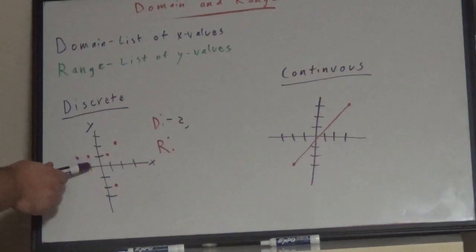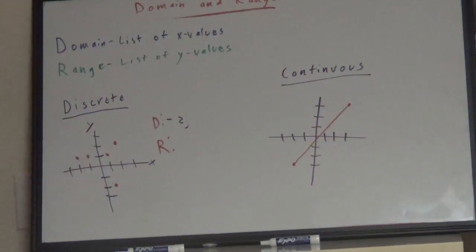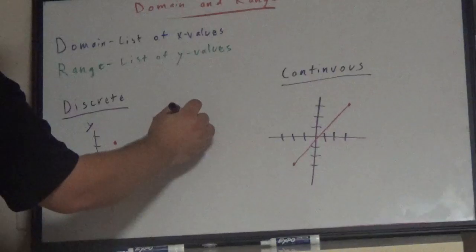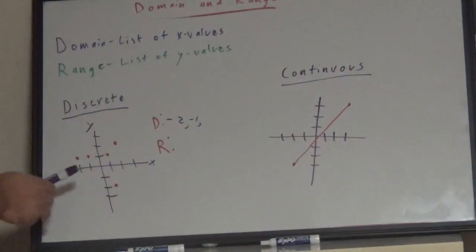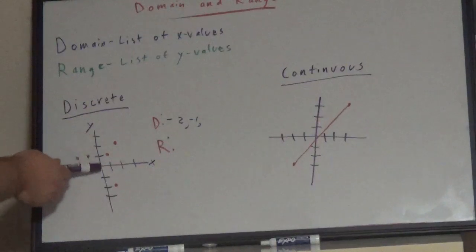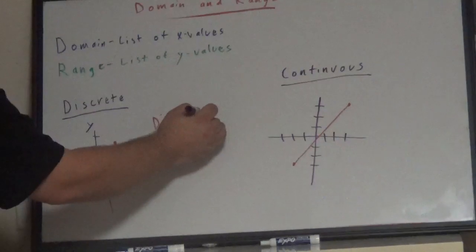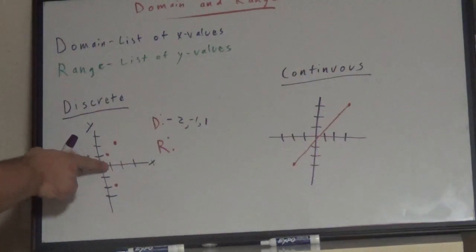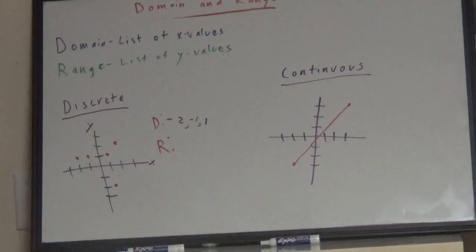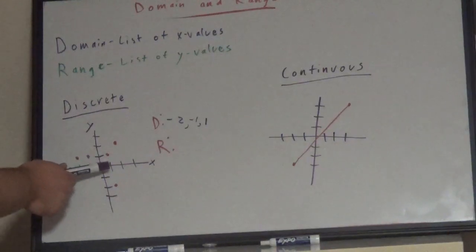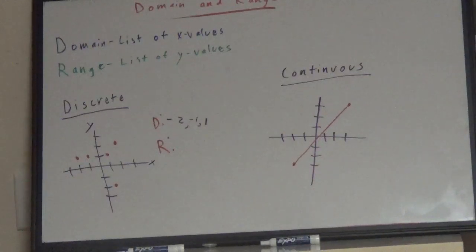Secondly, we have a point at -1. I'm writing -1. We don't have anything at 0, we don't have anything until we get to +1. But at +1, you notice we have two points. Now, we do not have to write that number twice, we only need to write it once. 1 is represented twice, but we only need to put it once as the domain.